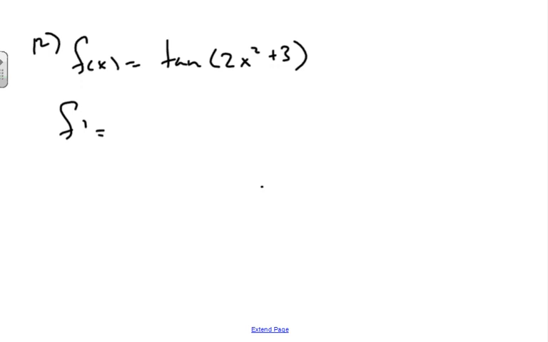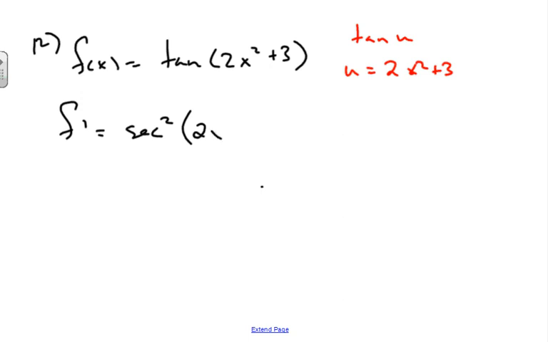F prime, and once again, chain rule. Outside function, and if you're wondering, yes, I'm being a little inconsistent. Sometimes I write it out, sometimes I don't. U in this case is 2x squared plus 3. Okay? So we're going to take the derivative of the outside, which is going to be secant squared of u.